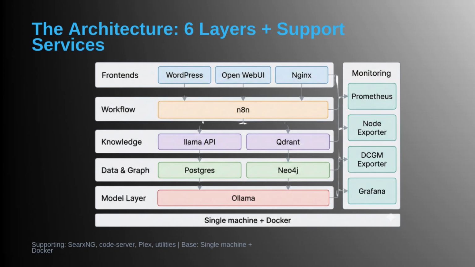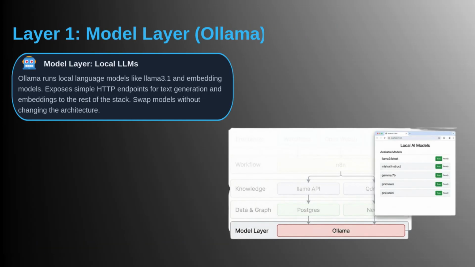Around these core layers are a few supporting services, things like search, developer tools, and media services that make the lab more useful in daily life, but don't change the core architecture. In the rest of this video, we'll walk through each layer at a high level. As you watch, try to imagine where your existing tools would sit, and where you might want to plug in new capabilities. First, let's look at the model layer.